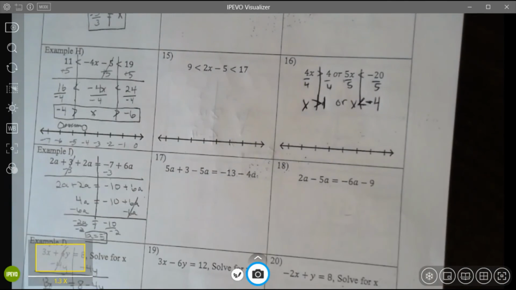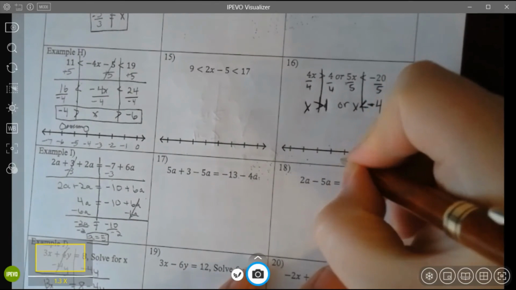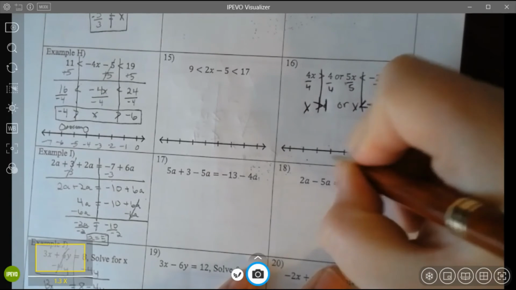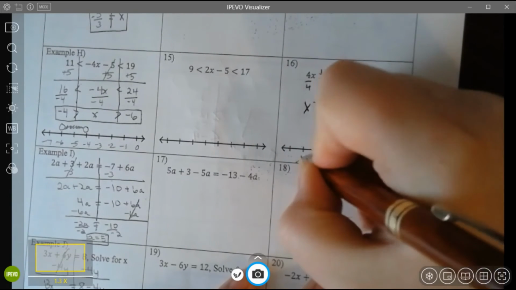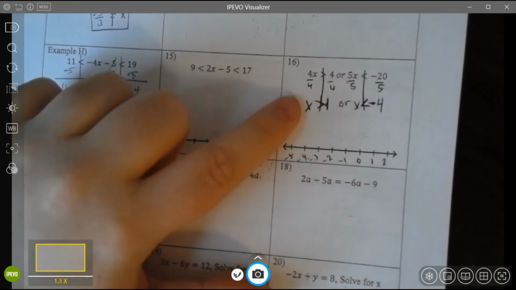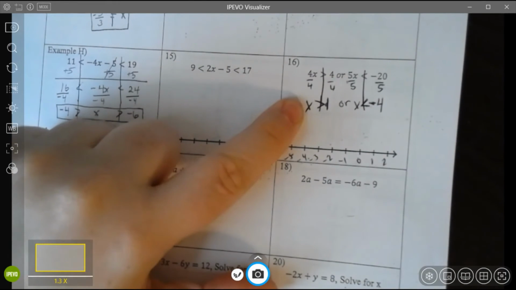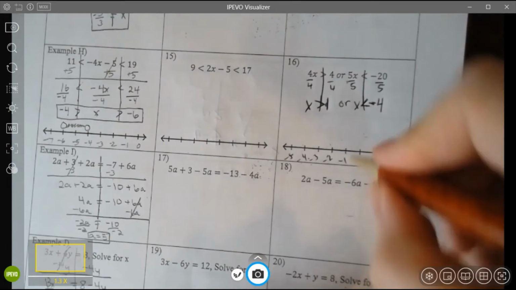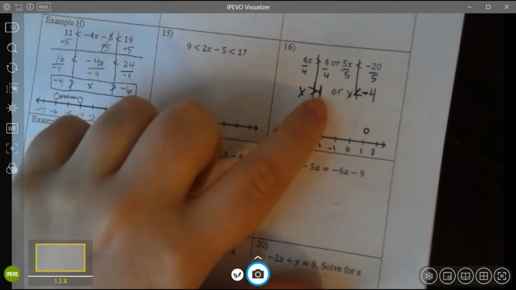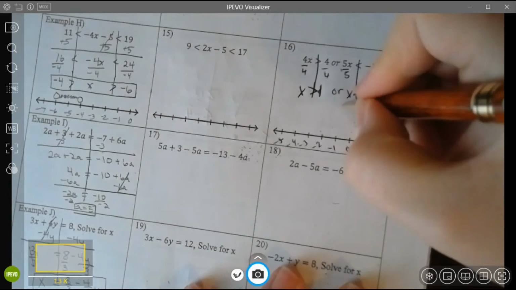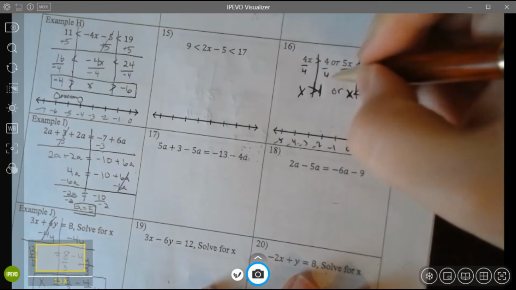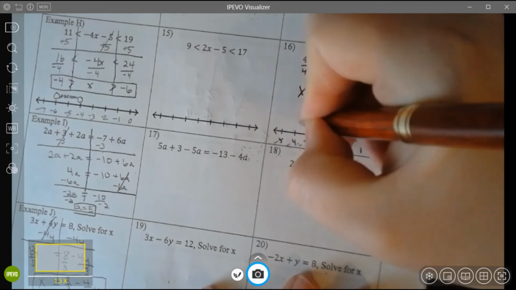And then we're going to plot these values on the number line. So here's 0, 1, 2, negative 1, negative 2, negative 3, negative 4, negative 5. At 1, I'm going to put an open circle because x is strictly bigger than 1. So open circle there, no equal to sign. And then x is less than negative 4. So at negative 4, I'm going to put an open circle because there's no equal to sign.